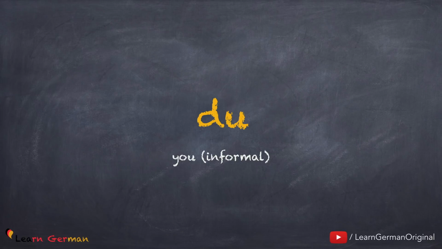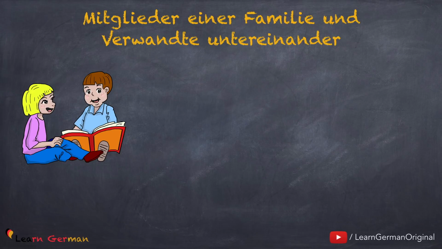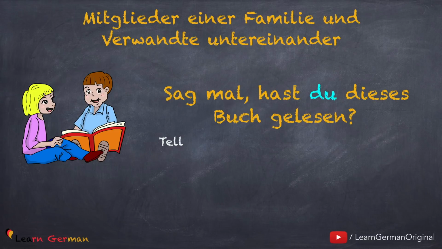We will begin with du. Du is used in informal situations. Die Mitglieder einer Familie und Verwandte benutzen du untereinander. That means, if you are family or related to someone, you would use du to address them. Here's an example. Sag mal, hast du dieses Buch gelesen?